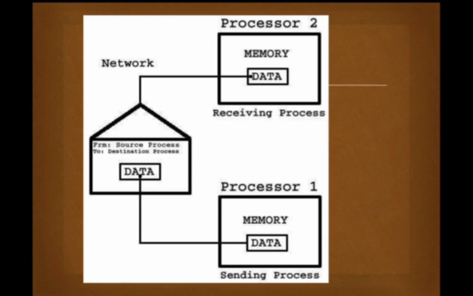Now, let's just see this message passing diagram. This diagram shows exactly how message passing works between two different processors. Here processor 1 is the sending process. It has some data in its memory. That data is packaged into a message which includes the source process and the destination process information, and sent over the network to processor 2, which is the receiving process. The data then gets stored in the receiving process's memory.